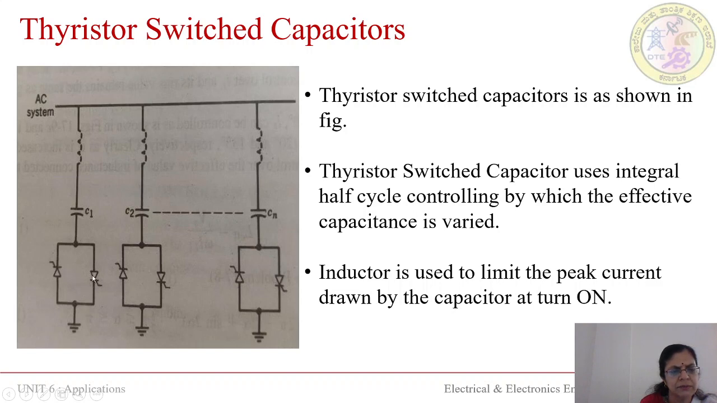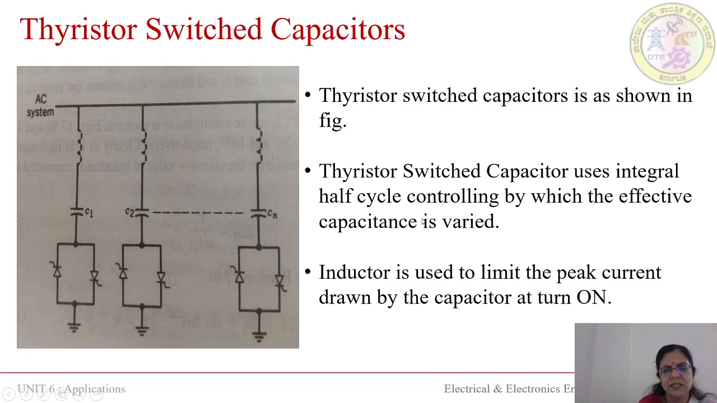Firing pulses will be blocked. Then if the firing pulses are blocked for these two SCRs, the capacitor will have V maximum. Again, when T1 is turned on, it starts from 0. So switching of the capacitor has to be done properly. We say that the thyristor switched capacitor uses integral half cycle controlling, by which the effective capacitance is varied. So what is the meaning of integral half cycle?